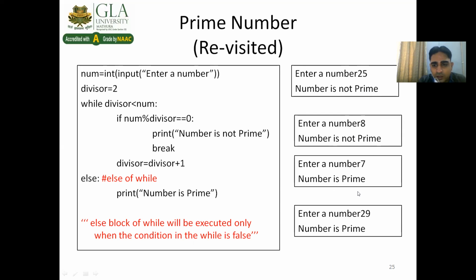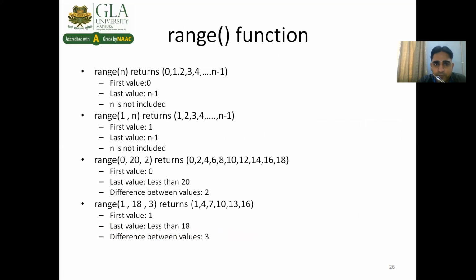For 7 it said that the number is prime. For 29 it said that the number is prime. So this is a different way of identifying whether a number is prime or not. And this is a better logic because it will not be having the iterations number of times, right?